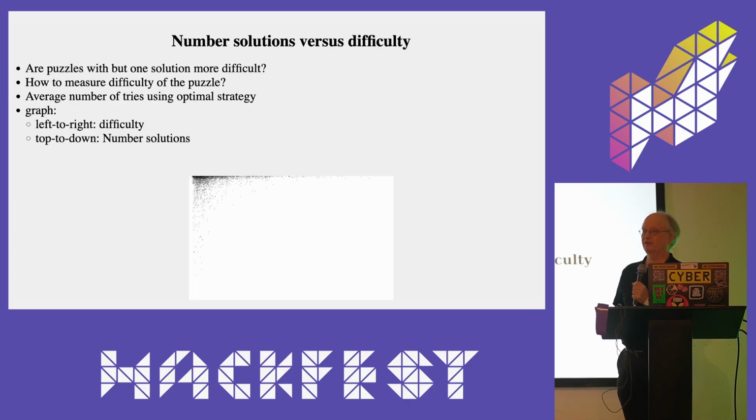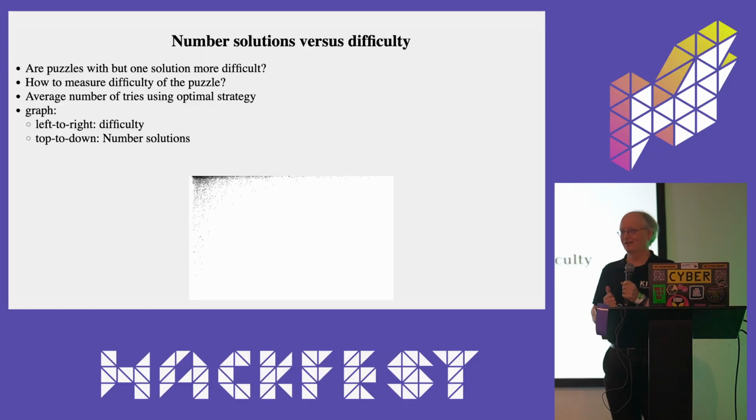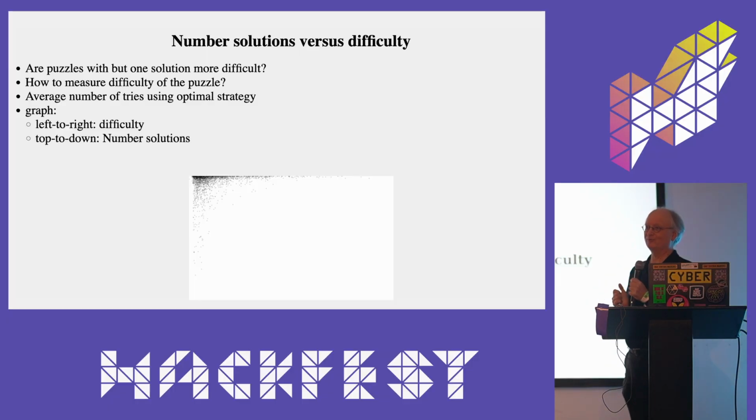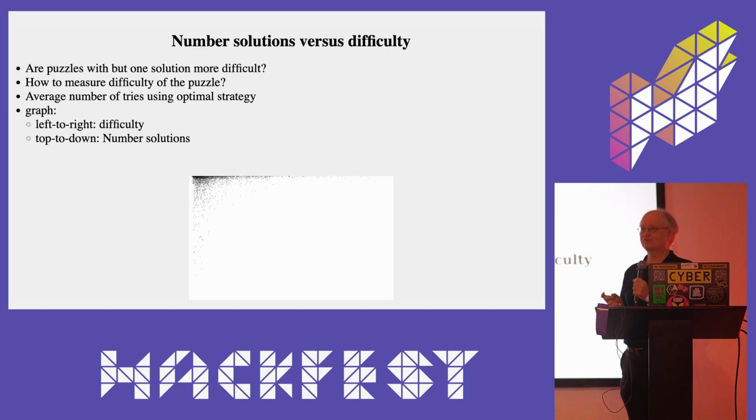So you would expect that if a puzzle has only one solution, it must be more difficult than if it has many solutions. Now, is this really the case? And how do we define the difficulty of a puzzle? I've written a program to calculate that, and I've said the difficulty of the puzzle is based on the number of tries you have to do if you would use the most optimal solution strategy to solve the puzzle.